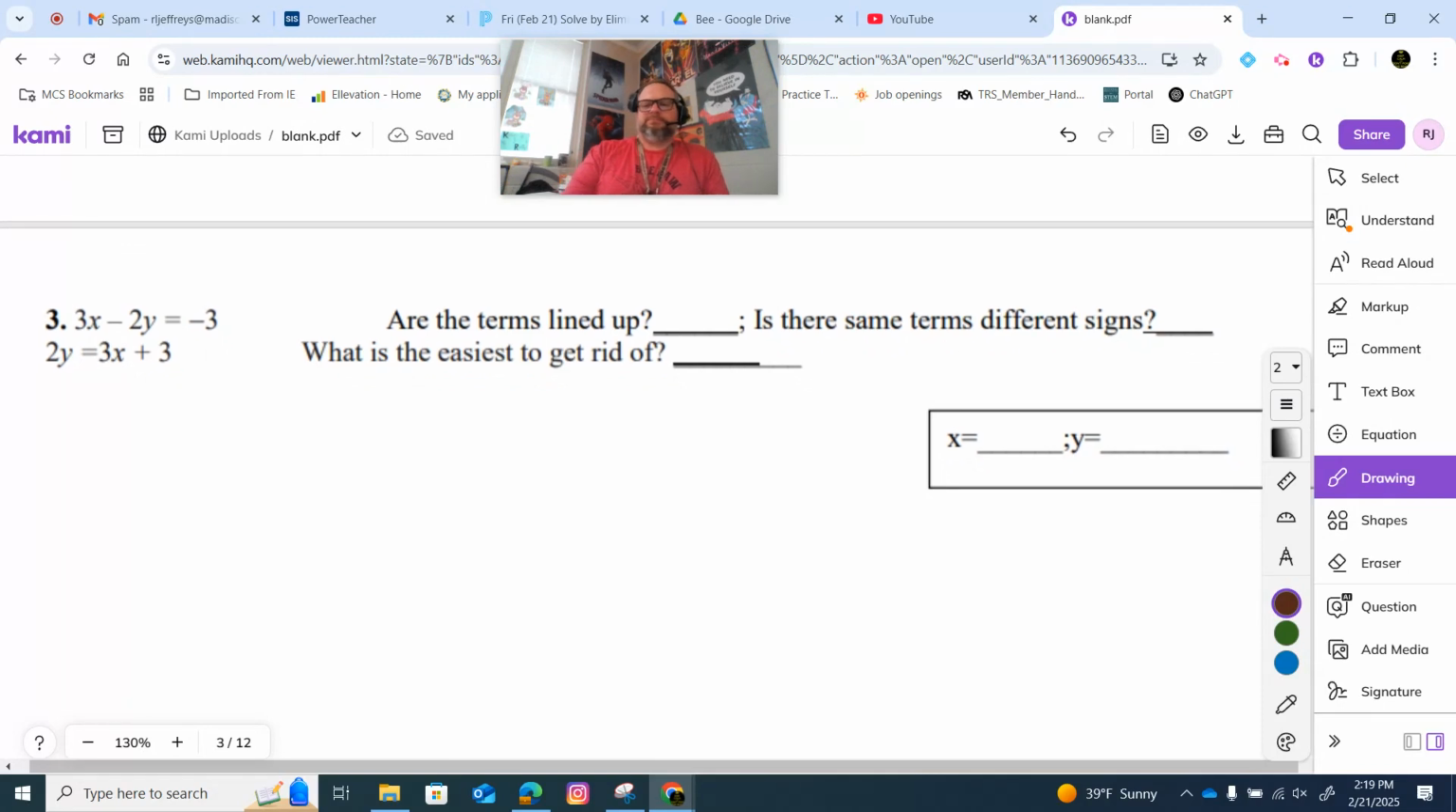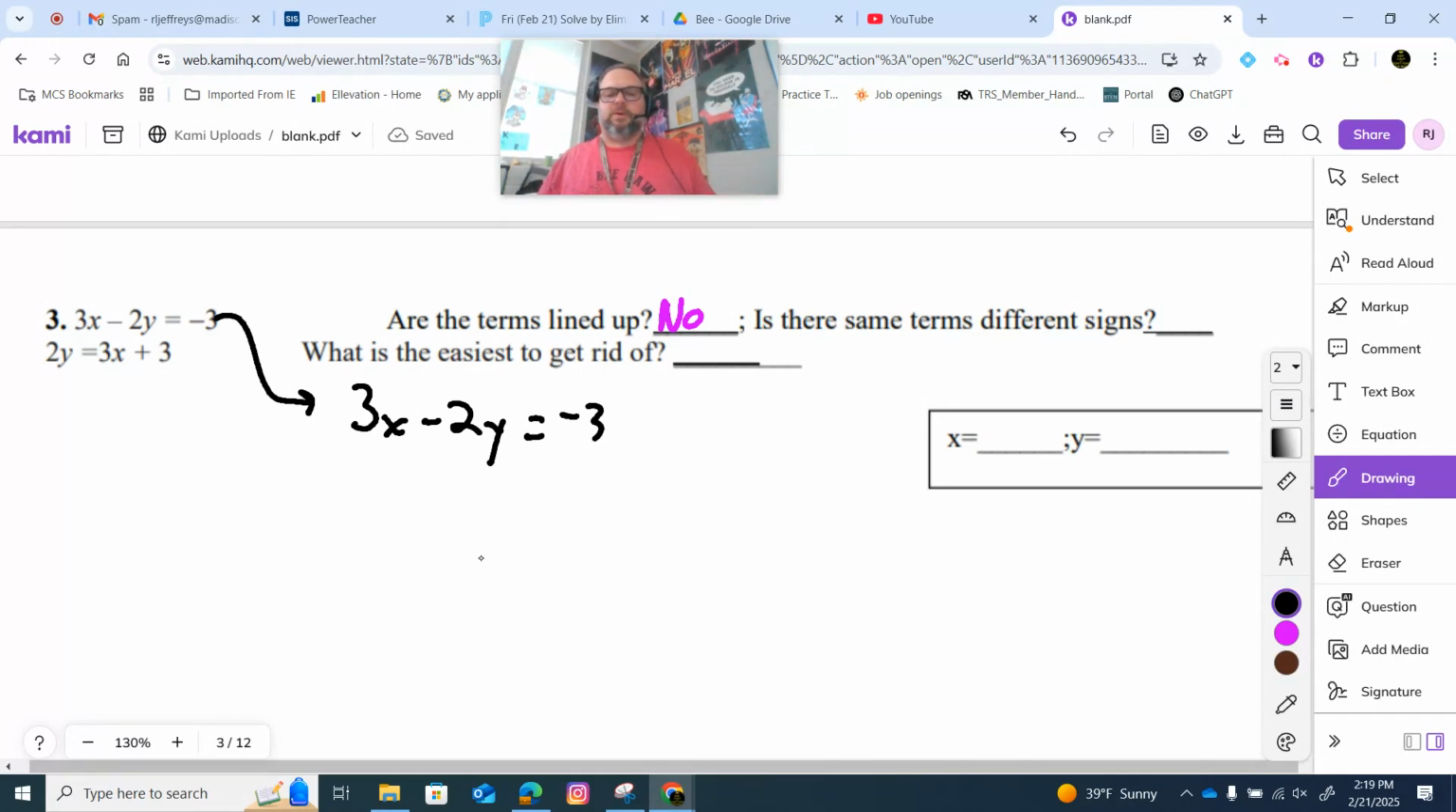Number three. Are the terms lined up? No. This one, it's okay. I mean, the top is good. It's in our x, y, constant or our standard form. All right. This bottom right here, I need to move this 3x over here, correct?